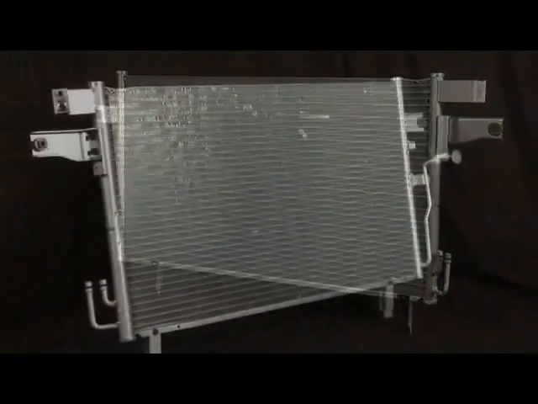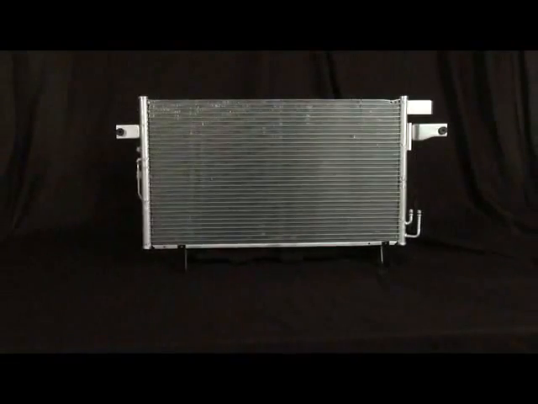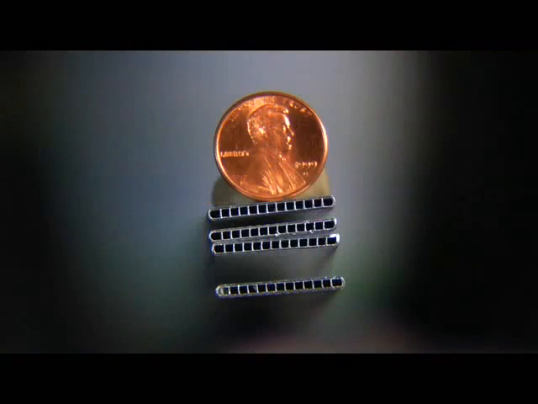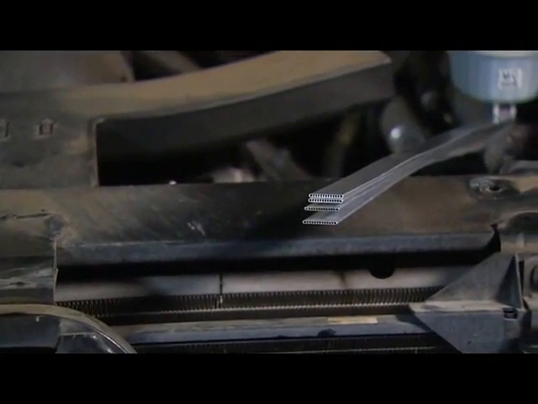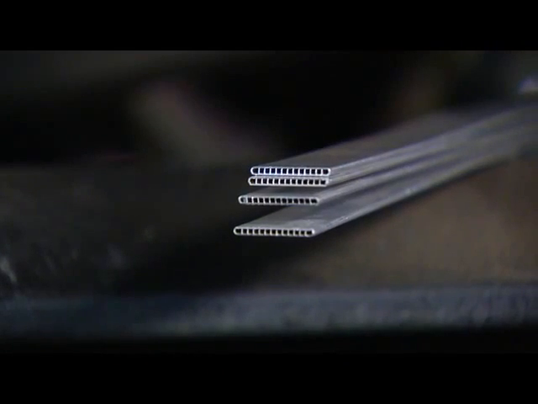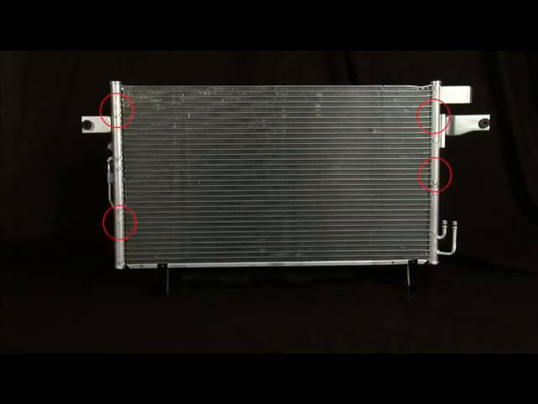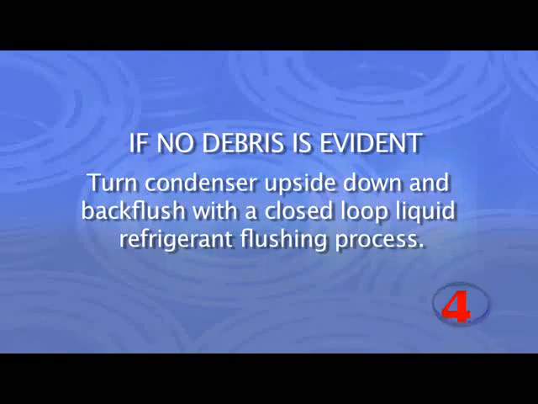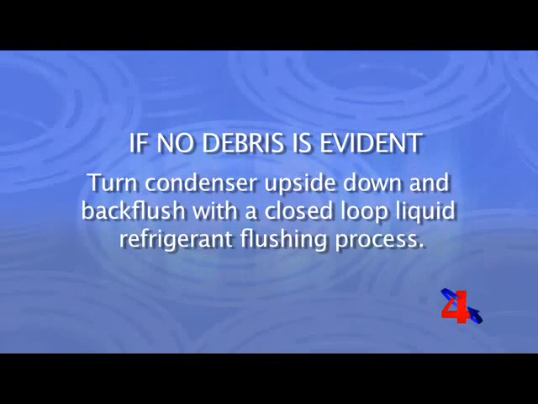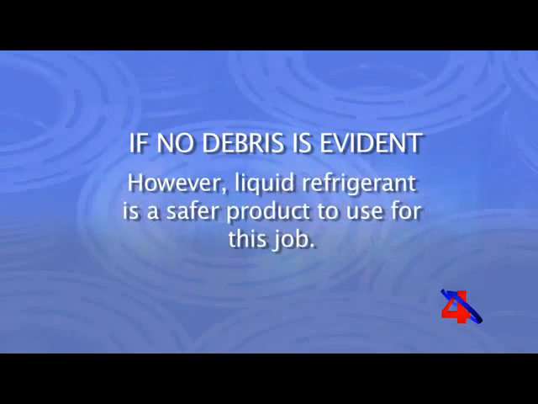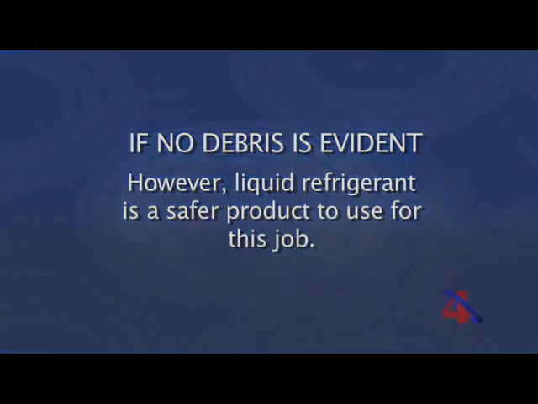The majority of late model R134A condensers cannot be cleaned due to their small tube design. These small passageways get restricted with debris and solvent, or liquid refrigerant would bypass the debris and flow through another passageway. There are also dams that force the refrigerant to flow back and forth multiple times before it leaves the outlet of the condenser. If the system showed no sign of metal debris leaving the compressor, turn the condenser upside down and backflush with a closed-loop liquid refrigerant flushing process. However, liquid refrigerant is a safer product to use for this job.